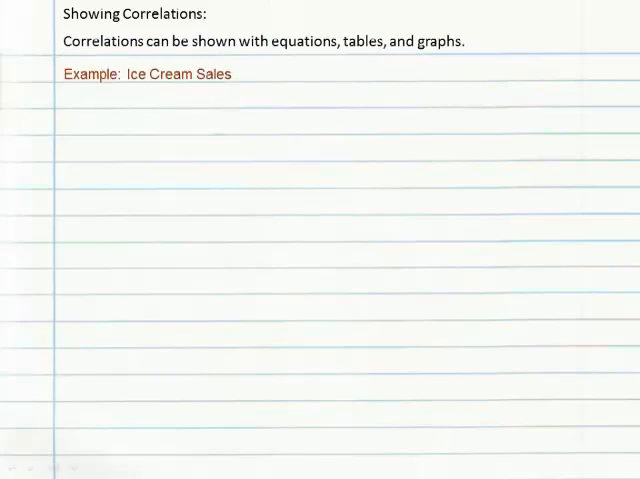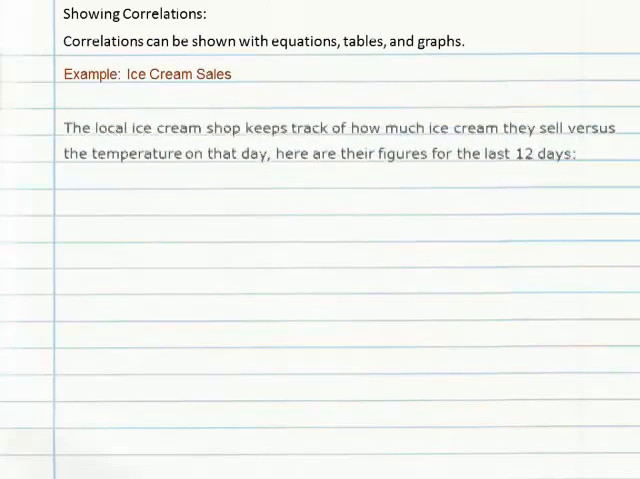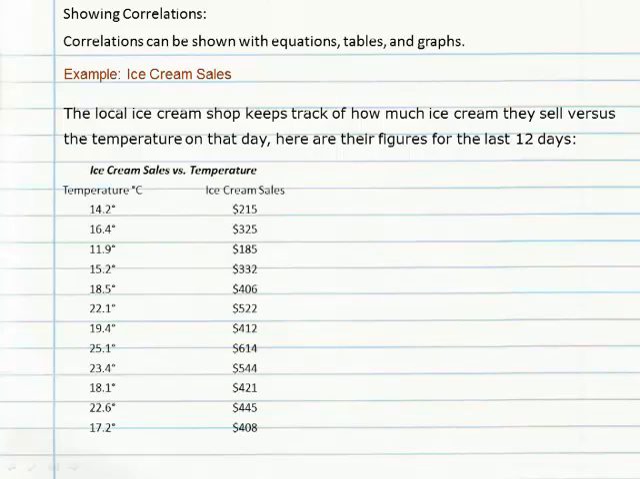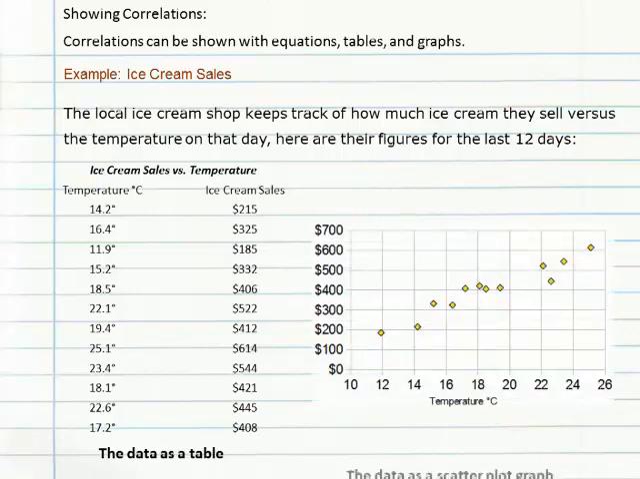So for example, if we have ice cream sales, a local ice cream shop keeps track of how much ice cream they sell versus the temperature on that day. And we have figures for the last 12 days. This is the data set as a table, and this is the data set as a scatter plot graph. They both tell the same information.